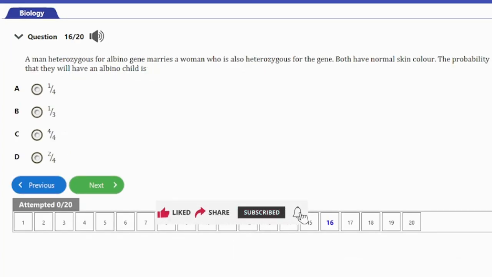It says a man heterozygous for albino gene marries a woman who is also heterozygous for the gene. Both have normal skin color.